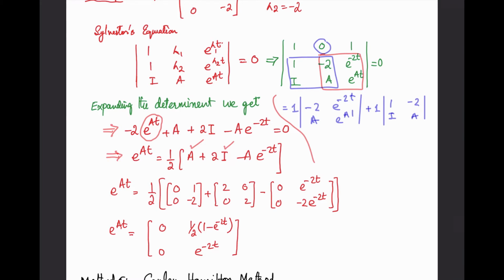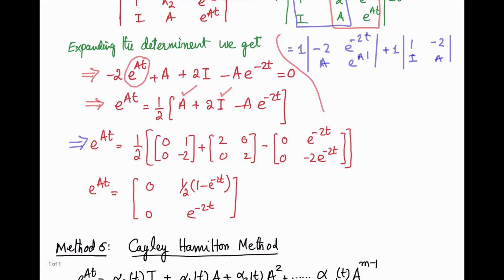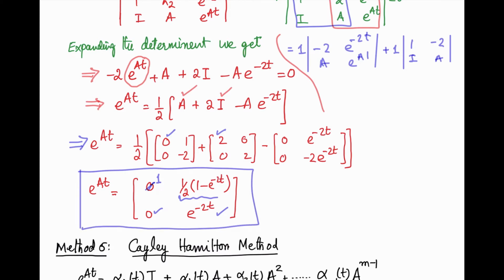So the state transition matrix is given by this equation, right? If you simplify this, this is 1, because we have 0 plus 2 divided by 2. Okay, yes, it is 1. So 1, this one is 1 by 2 into 1 minus e raised power minus 2t, and this is 0 and e raised power minus 2t. So this is our state transition matrix for this particular system using the Sylvester method.